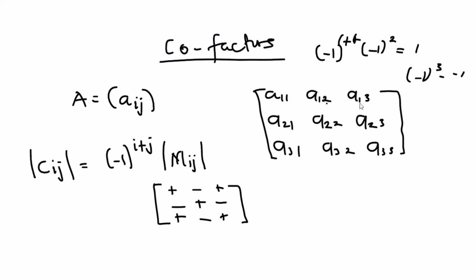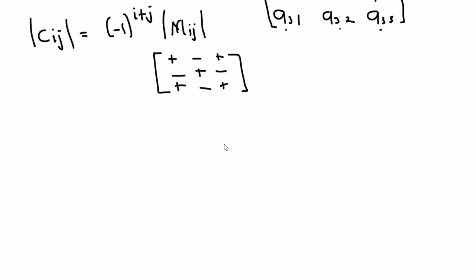If I add 1 and 3, I get an even number, which gives positive. So we get negative, even, positive; then odd, negative; even, positive; odd, negative; and even, positive. So the signs come from that concept, and we go by this appropriate rule. Each element that we have will give rise to a cofactor. So let's take an example on that.